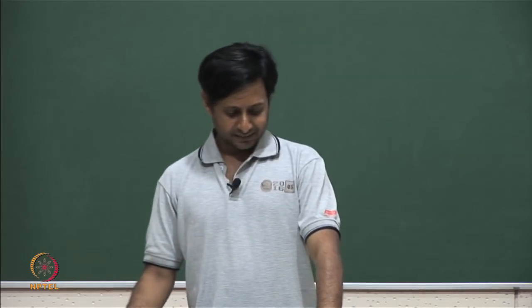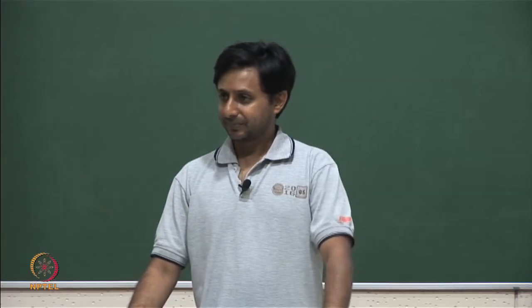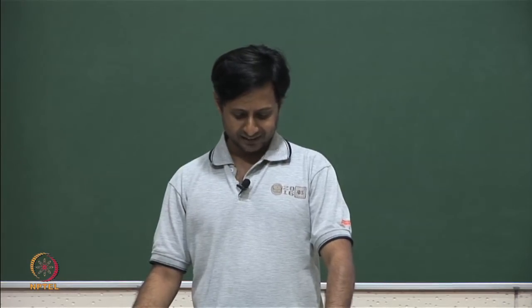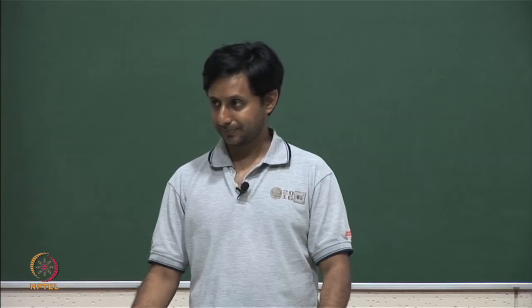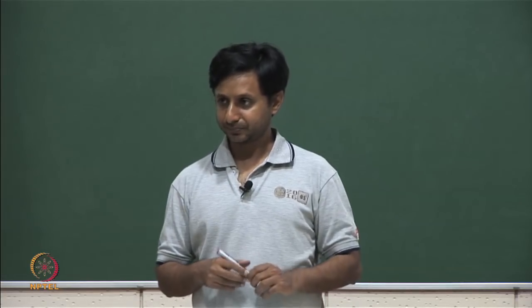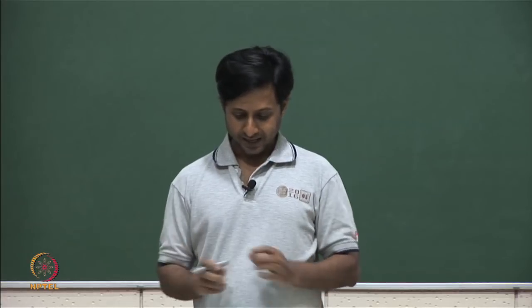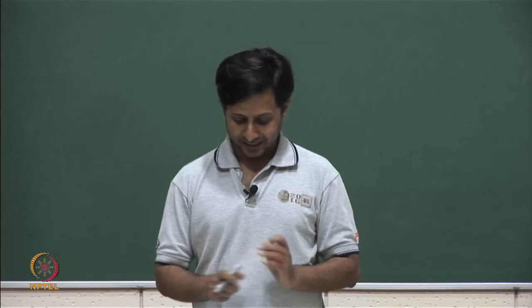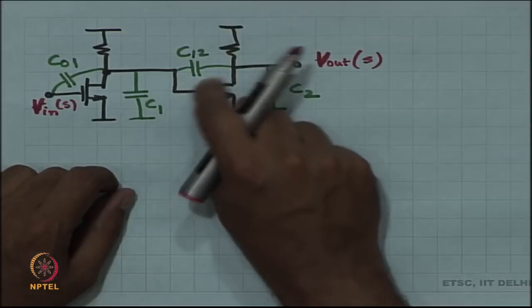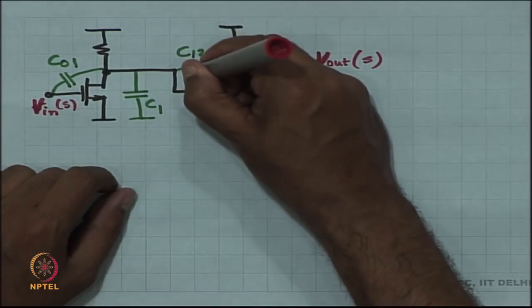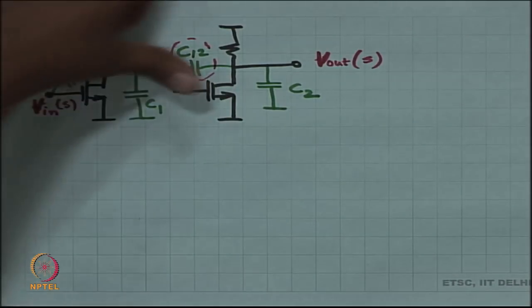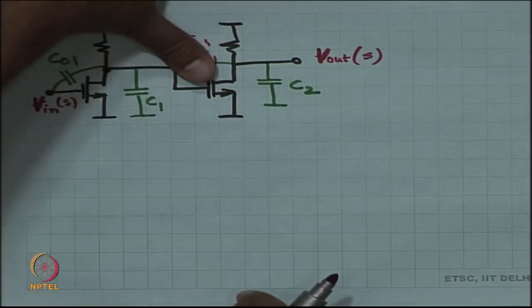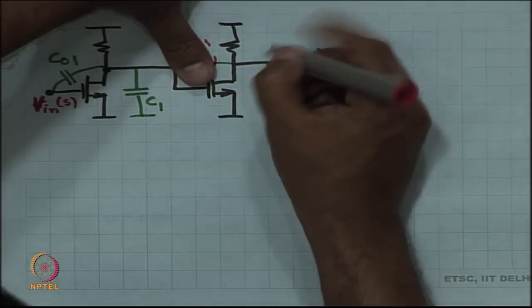Then we adopted a second strategy. We also looked at Miller's theorem. That was our second strategy. Under Miller's theorem, what we had said was that this C12 was playing spoilsport as far as the two poles are concerned. If C12 was not there, calculating the two poles was very easy.